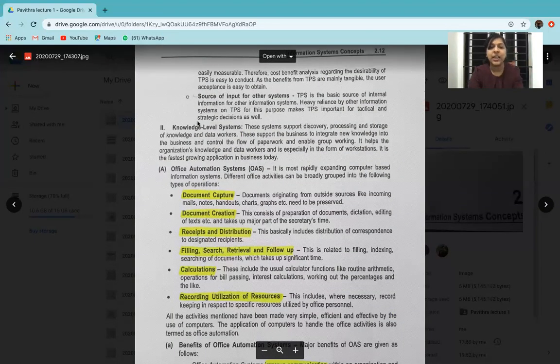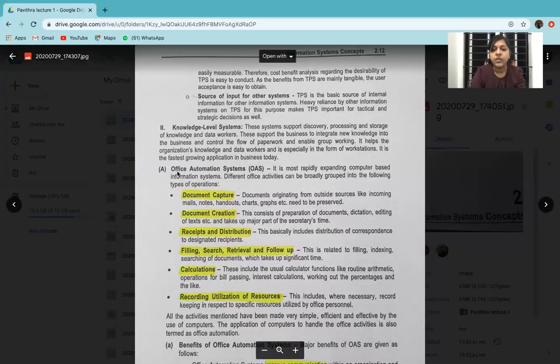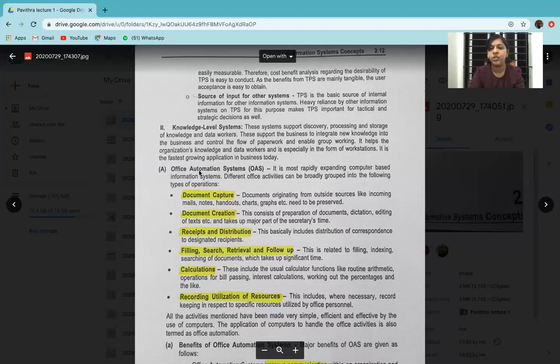Moving on to the next level, which is the knowledge level system. In the knowledge level system, we have the office automation system. So what is an office automation system? Automation of the office operations.